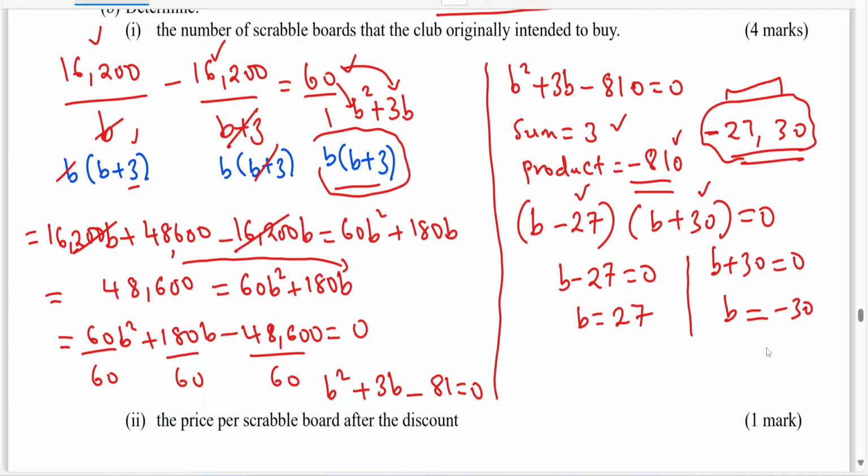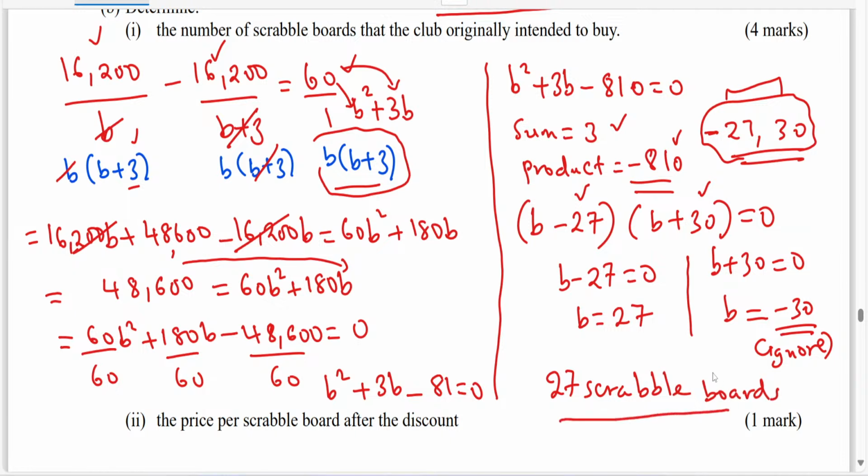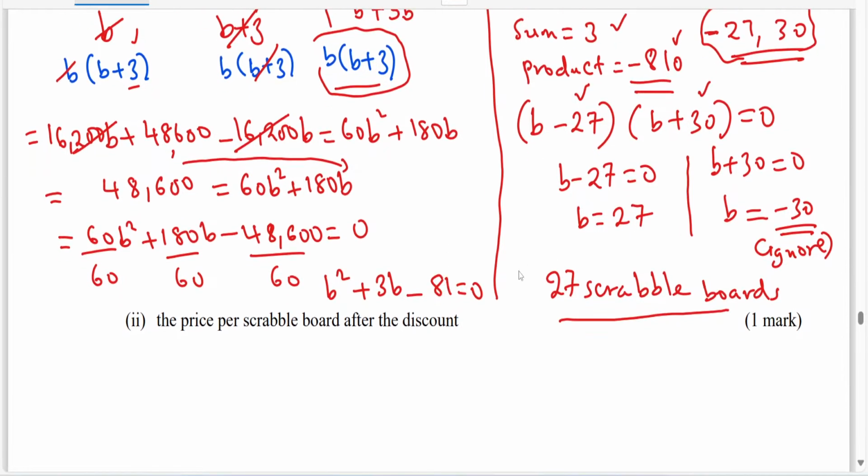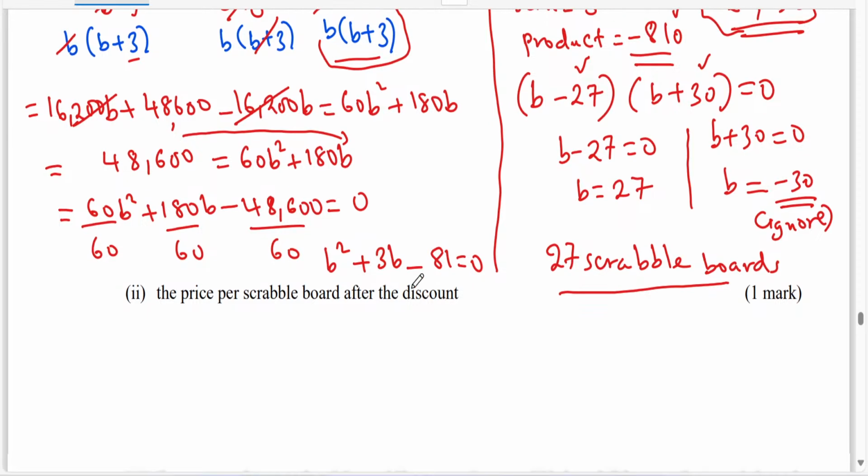But this one is wrong. You ignore it because hakuna items which are negative. So your answer hapa, the number of Scrabble boards that the club originally intended to buy was 27 Scrabble boards. So, and not b plus 3. The b plus 3 are the number of Scrabble boards that they bought after the discount. So you see, confused. Hii ni before the discount. So they intended to buy 27, but instead they got 30 after the discount.